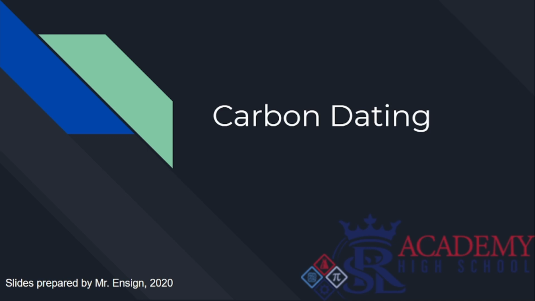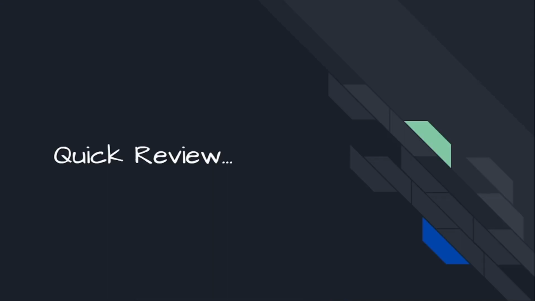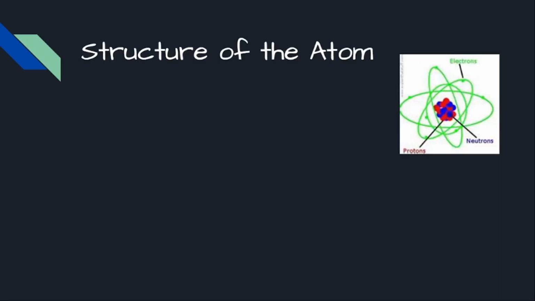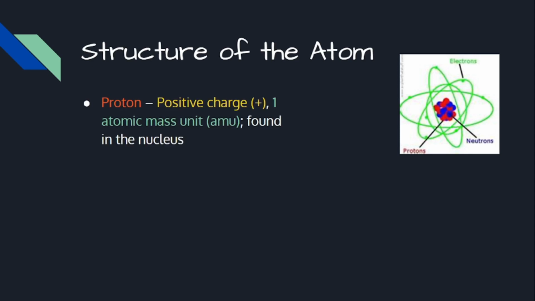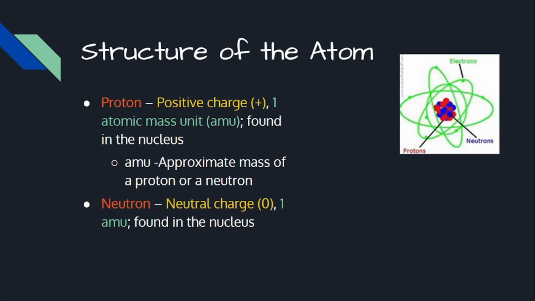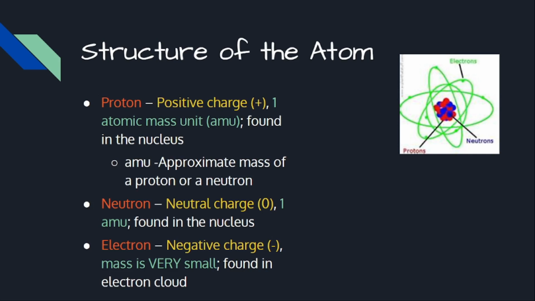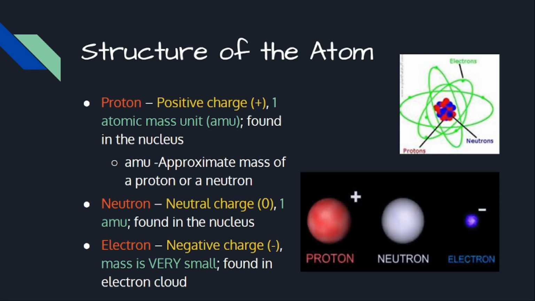Let's go ahead and get started real quick with the review from what we talked about before we went to Thanksgiving break. Again, really quick, review the structure of an atom. Atoms are made up of protons, which are positive, have a mass of 1. Neutrons are neutral, also have a mass of 1. And electrons are negative, have a mass of 0. The protons and the neutrons are found in the nucleus. The electron is found outside the nucleus in the electron cloud.